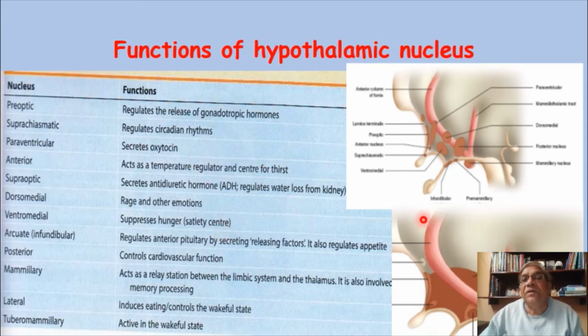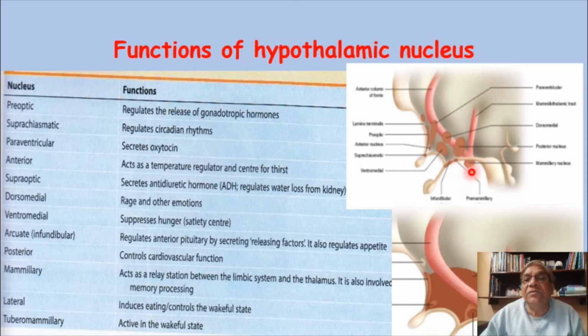Now then, the infundibular nucleus, at the site of attachment of the infundibular stalk here in the median eminence, okay? This is the infundibular nucleus, and it regulates the anterior pituitary, as we will see in the next slide, by secreting the releasing and release-inhibiting factors, which ultimately control the secretion from the anterior pituitary. Now the posterior nucleus, this nucleus here in the medial zone, controls the cardiovascular functions.